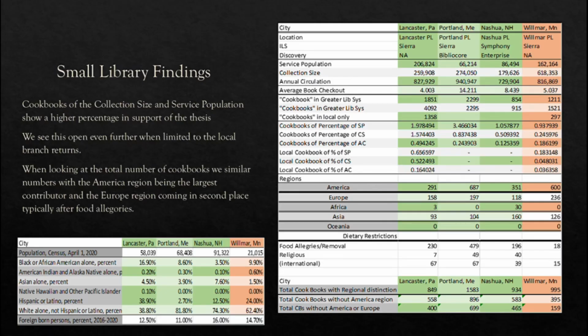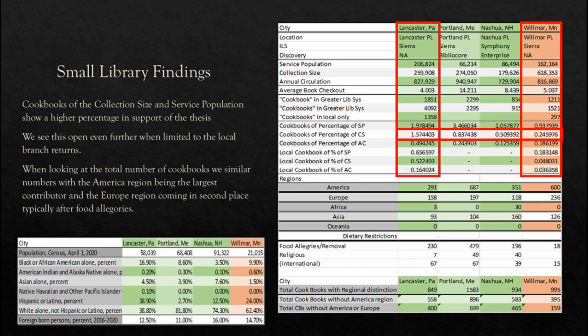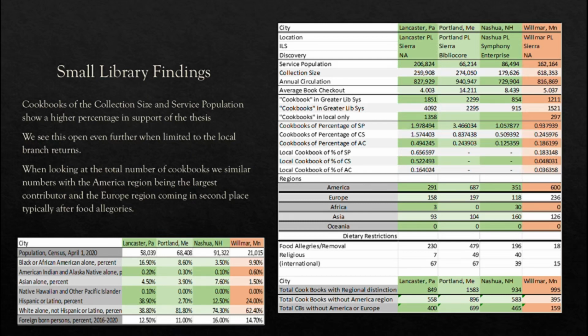In my findings for the small library, I find that cookbooks as a percentage of collection size and service population show a high percentage that ends up supporting my overall hypothesis. If we compare Wilmer and Lancaster, Pennsylvania, we can see that cookbooks as a percentage of the collection size are 0.24% and 1.5% respectively. Although if we take this down to the local level, we see this further drops to 0.04% for Wilmer and 0.5% for Lancaster, Pennsylvania's local main branch.